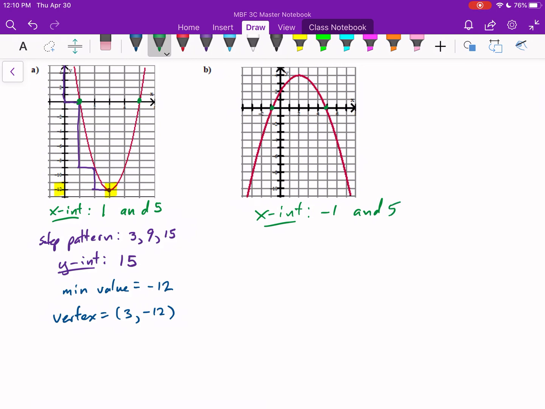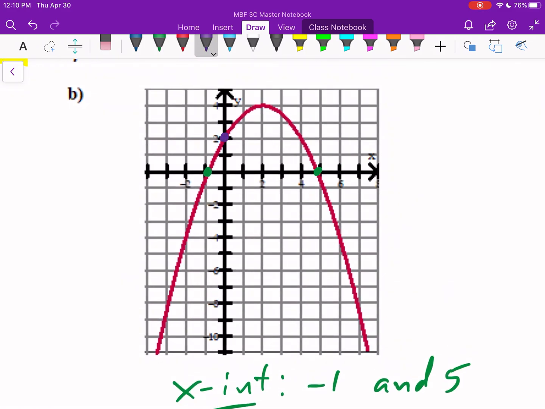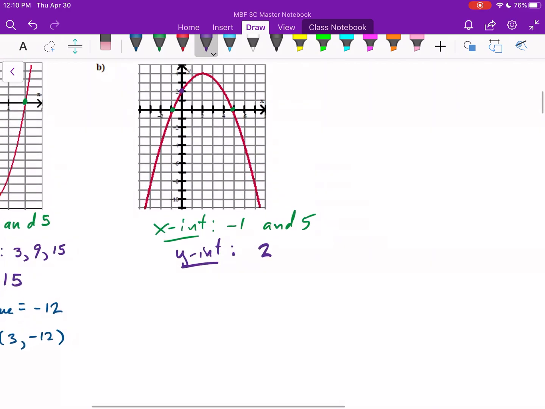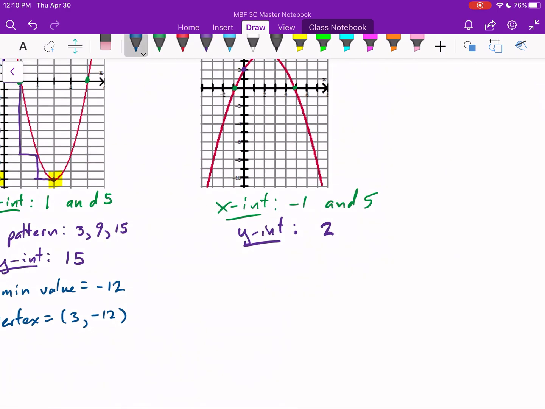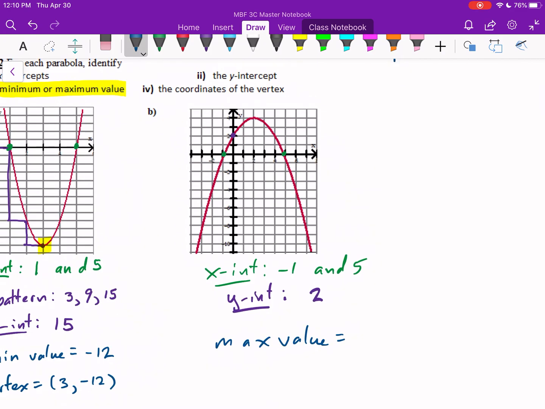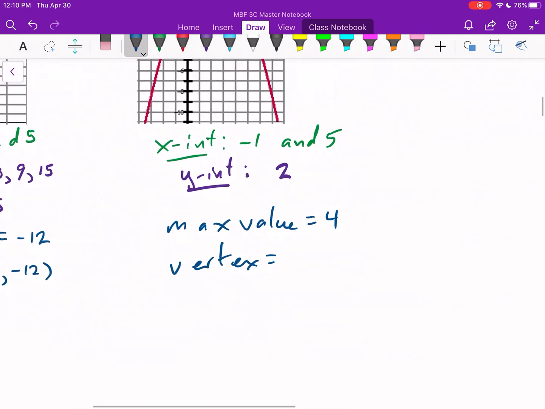The y-intercept we can read in this case. It's right there on the graph. It's at +2. This one opens down, so it's got a maximum value. And again, I'll just say what it is since it's easy to see. It's the y-coordinate of the vertex. It's at 4. And the vertex itself is the x-coordinate, which is 2, combined with the y-coordinate, or max value, which is 4.